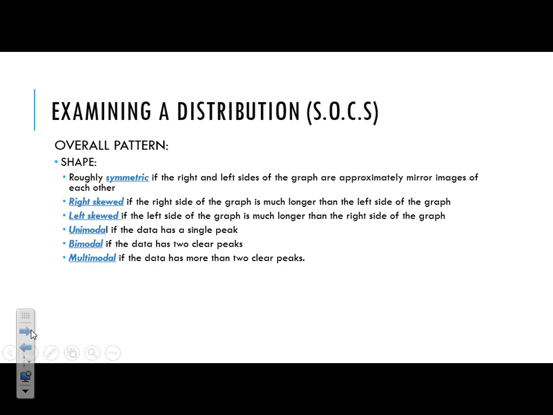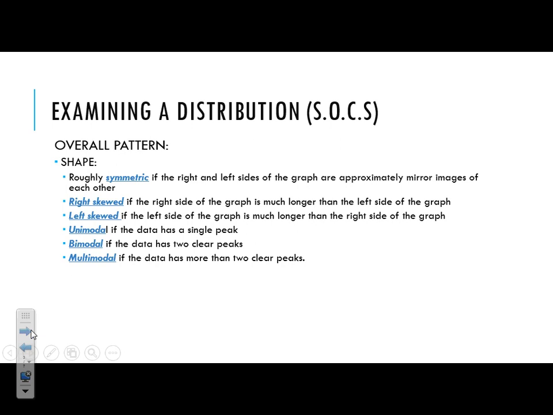Now, another type of word that we could use, we might call it right skewed or left skewed. You've probably heard those terms in other classes, and we'll illustrate that as we take a look at some graphs in a moment. If it's right skewed, that means that the right side of the graph is much longer than the left side. And if it's left skewed, we reverse that.